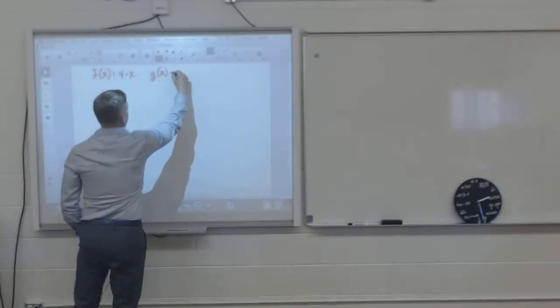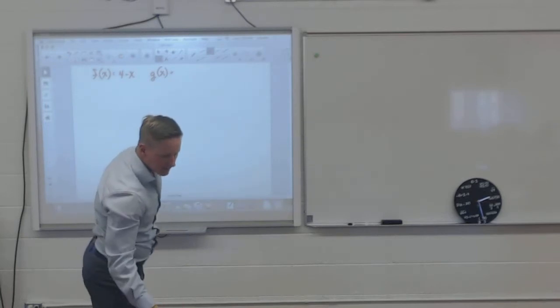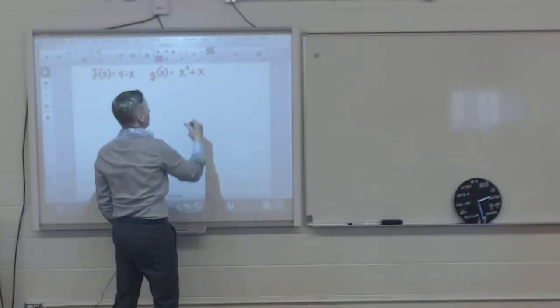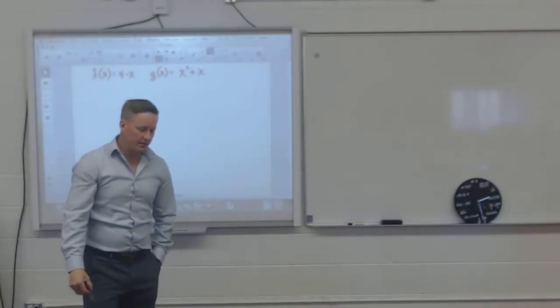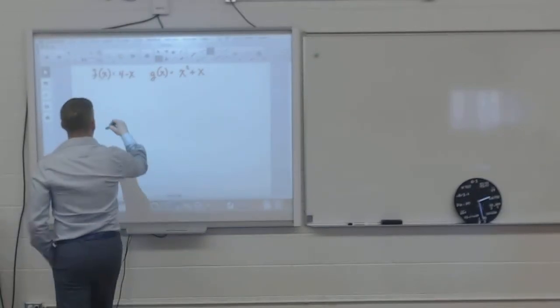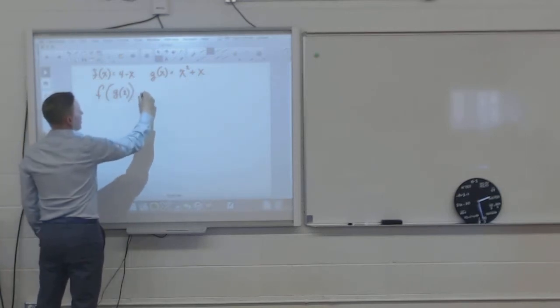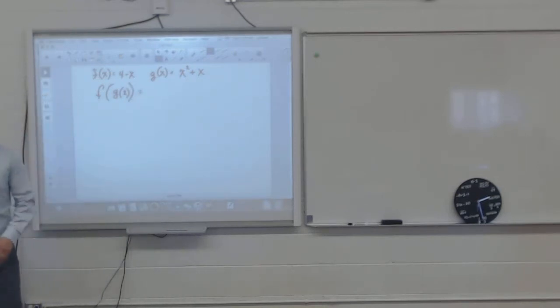g of x is x squared plus x. And the first thing it wants you to do is find f of g of 2. Now, in these composite functions, always start on the inside and work out. Start on your inside and work out. So what's the first thing I need to do? Choosing for x for the g of x.